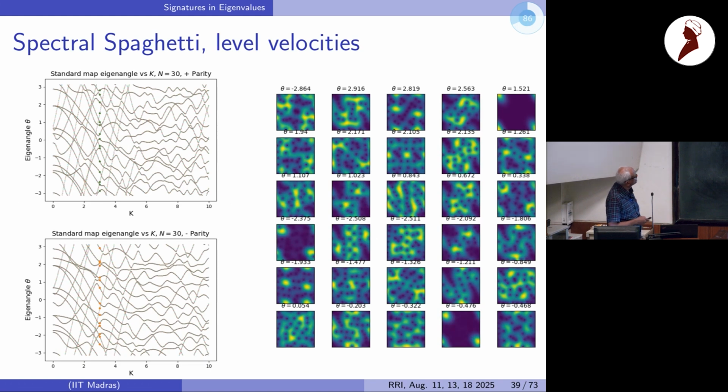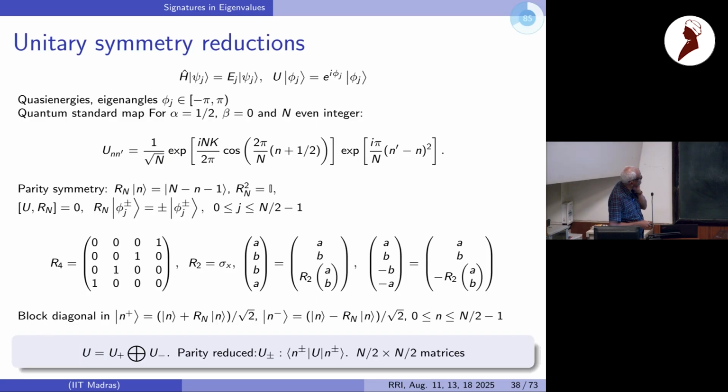Now let us take, for example, the standard map itself and as a function of k. So in fact, it's this unitary operator. I'm diagonalizing, finding out the eigenvalues. The eigenvalues lie on the unit circle. It's a unitary operator. We'll take these eigenangles. They'll be like quasi-energies. They are our equivalent of energies. They are real numbers. We will plot them as a function of k.